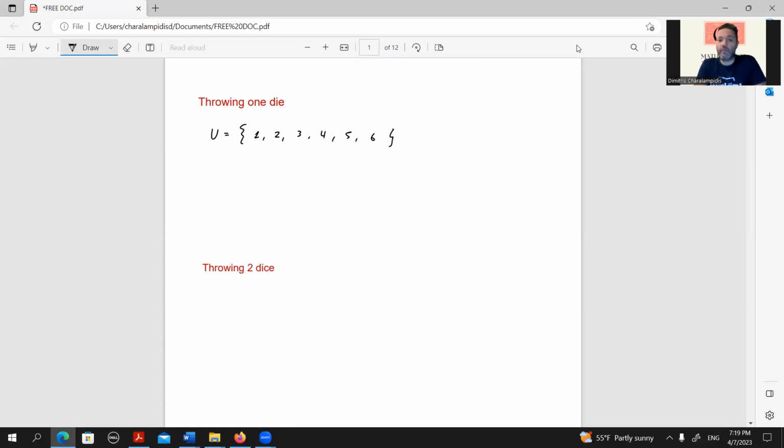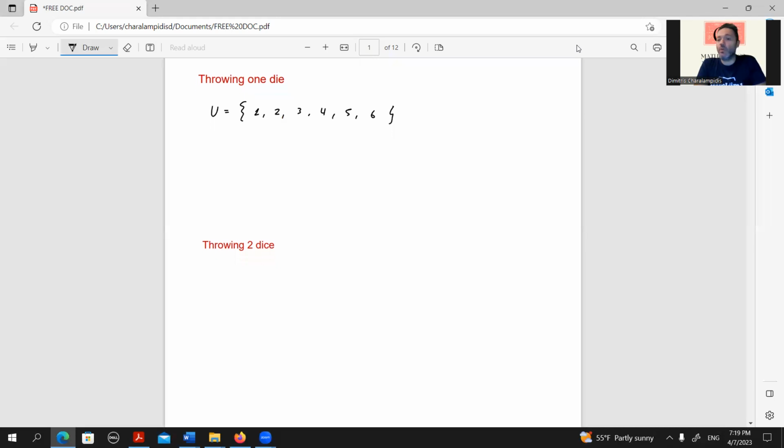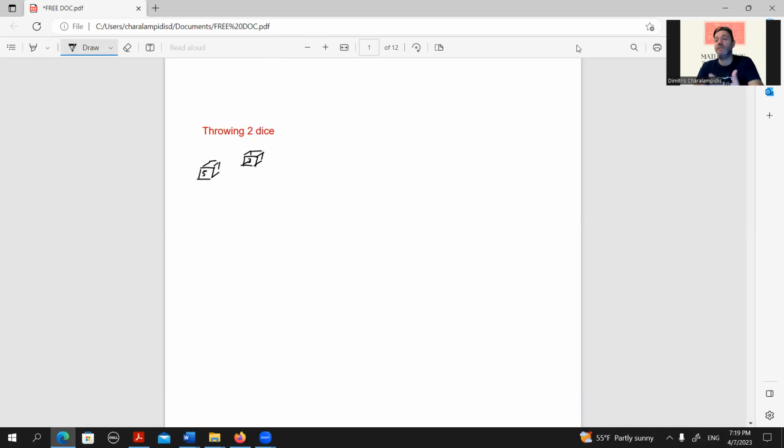Let's take it one step further now, and let us assume that we will be throwing 2 dice. When we throw 2 dice, and we have all seen it happening, either we play backgammon or Monopoly or anything, we might get 5 and 3. So we see here that a possible outcome is not just one number, but it is a pair of numbers. So for the universal set, we care about all possible such pairs.